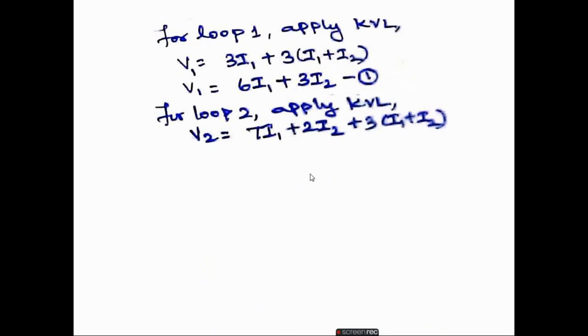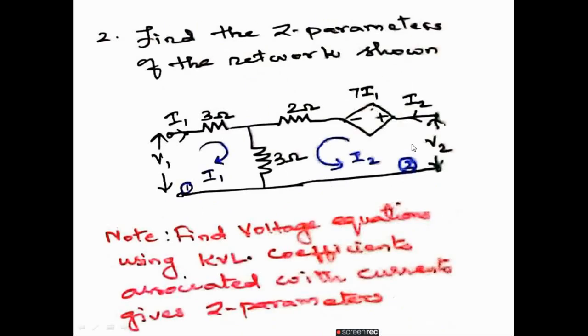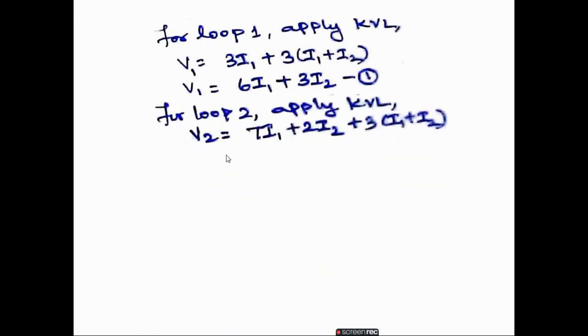From loop 2, again we apply Kirchhoff's voltage law. We start from here. In this loop we got voltage V2, so V2 is equal to 7I1, which we can take directly, plus 2I2, the current flowing through this one, plus 3(I1 plus I2), since the current through this is already known to be I1 plus I2. So V2 is equal to 7I1 plus 2I2 plus 3(I1 plus I2). Once you solve this, we get V2 is equal to 10I1 plus 5I2.